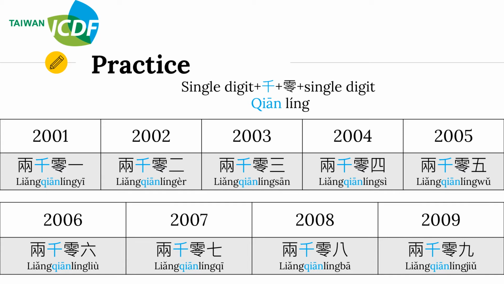两千零一, 两千零二, 两千零三, 两千零四, 两千零五, 两千零六, 两千零七, 两千零八, 两千零九.